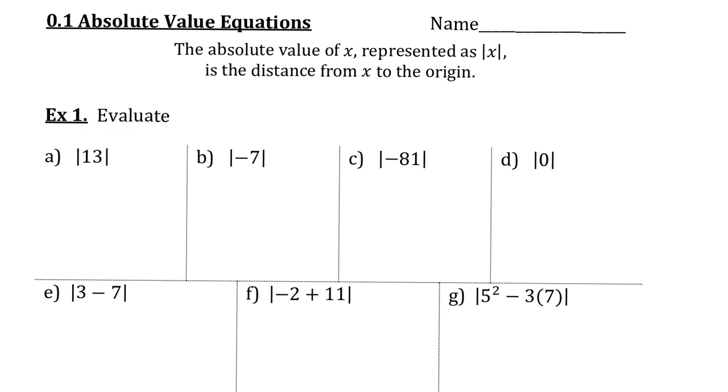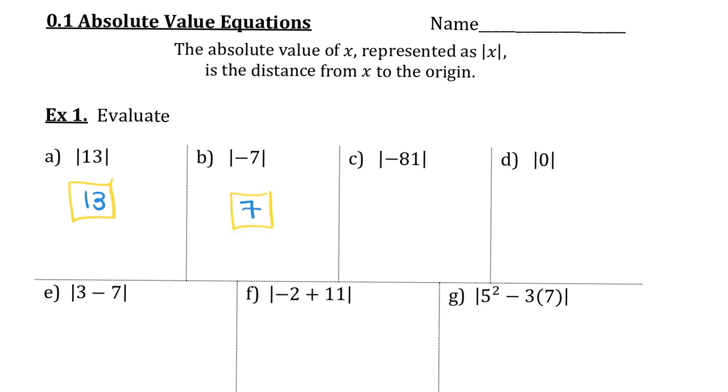So, for example, when we're going to evaluate these, the absolute value of 13 is how far it is from the origin. Now 13 is 13 spaces from the origin, so the absolute value of 13 is 13. How about the absolute value of -7? Now it's 7 spaces from the origin. It's on the negative side, but it doesn't matter. It's just how far is it? It is 7 spaces, so this is +7.